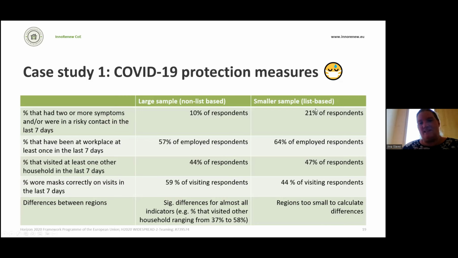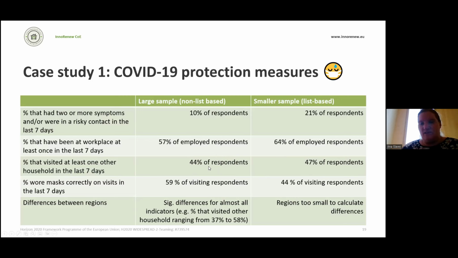So the sample was less biased. And then we see that also, have you been in the workplace at least once in the last 7 days? We see that this large sample underestimated how many people have been at the workplace, because at the time only people who didn't have the option to work at home were allowed to go to the office. But we see that, in reality, there were more people than was reported in this large sample.